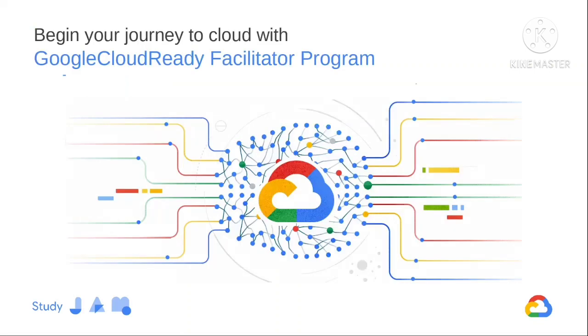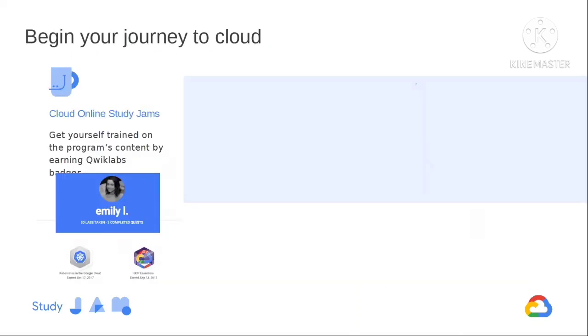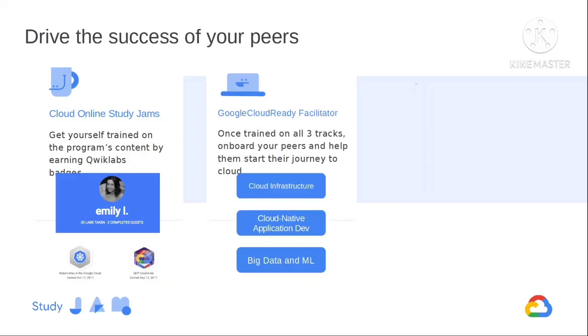We have all begun our journey with Google Cloud Ready Facilitator program, isn't it? So, in this program, you will be having online study jams and training sessions to help you start with the labs. As a part of this program, you need to complete the 3 tracks. These are cloud infrastructure, which includes basics and advanced level cloud knowledge, cloud native application development, big data and ML.